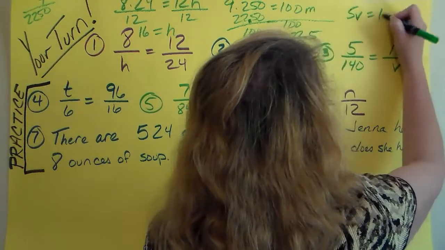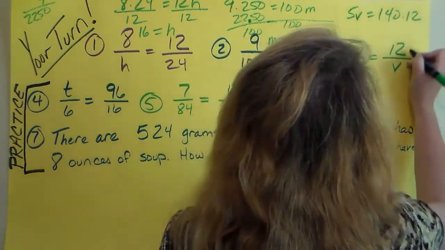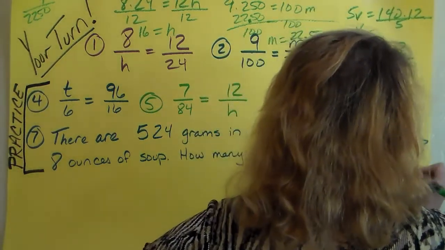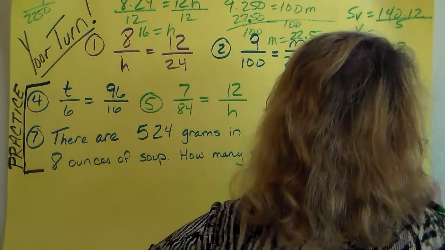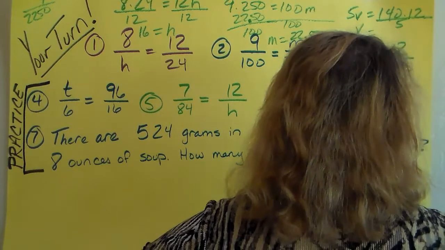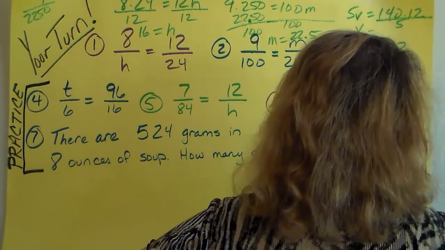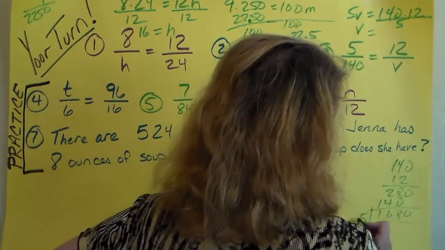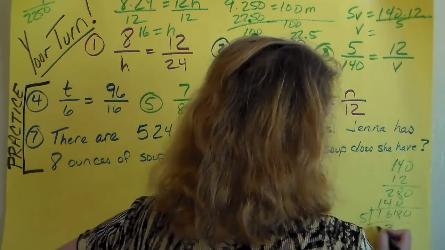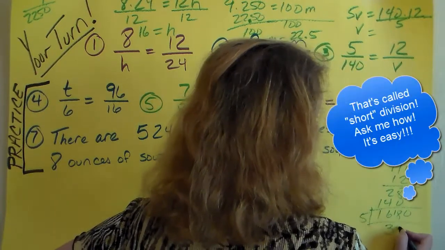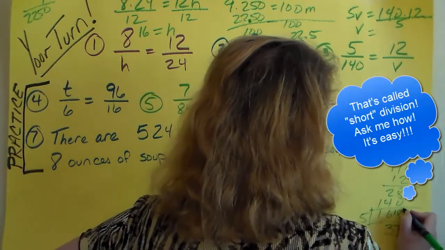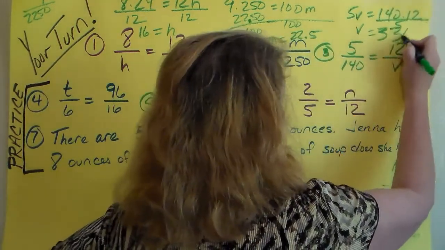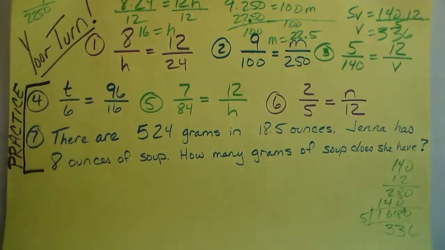5v equals 140 times 12. Oh, you are a pain in the neck. All right, 140 times 12. Let's do it the long way. It's 280 and 140. 1680 divided by 5. Let's see, 5 goes into 16 3 times with 1 left over. 5 goes into 18 3 times with 3 left over. 5 goes into 30 6 times. V equals 336. That was fun. Fantastic.